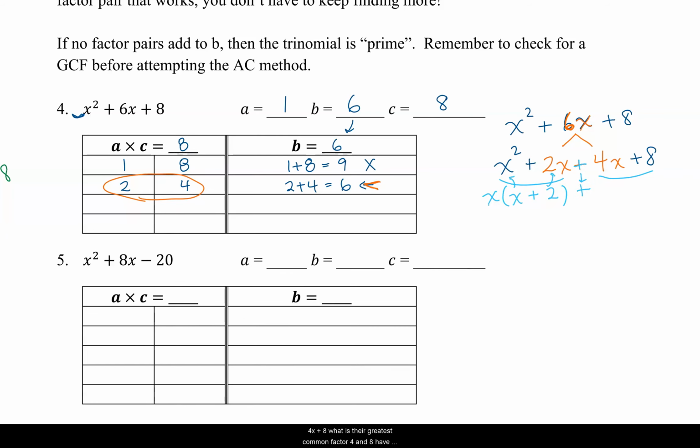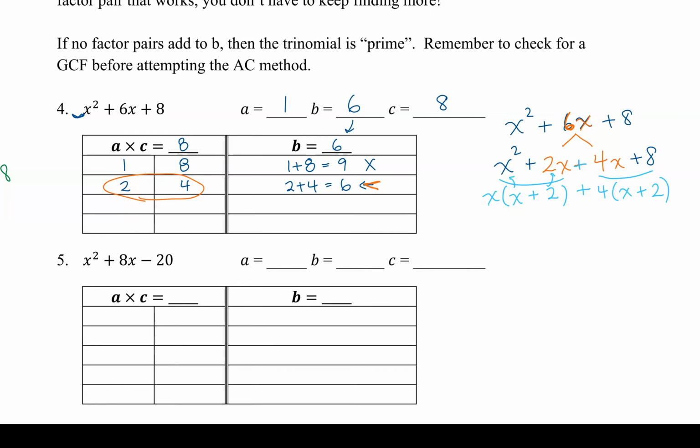4x plus 8, what is their greatest common factor? 4 and 8 have a 4 in common. 4 times x is 4x. 4 times 2 is 8. We are not done because the big operation going on in this expression is addition here in the middle. If we are factoring, we need factors to occur, which means we need multiplication to be the big operation in the middle. So there's one more step.